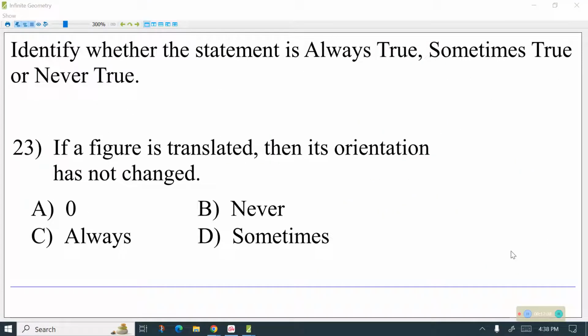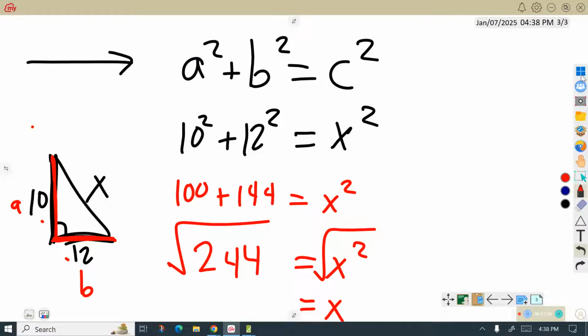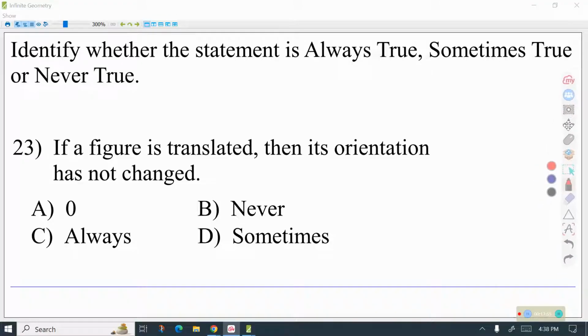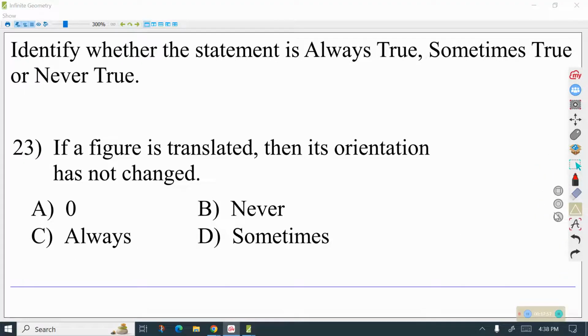So here we get to these word problems. Always, sometimes, never. And the idea is that I really want you guys to spend some time thinking about the words and encountering some synonyms even, right? Words that mean the same thing as something else that we might need. So this idea of orientation, we're going to talk about right now using a little triangle, okay?